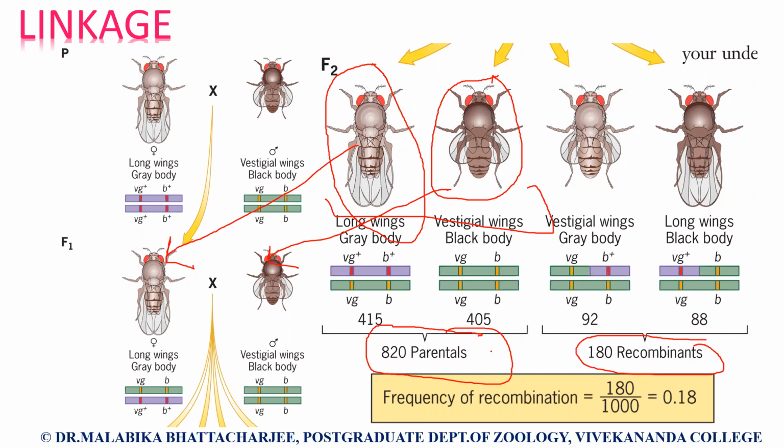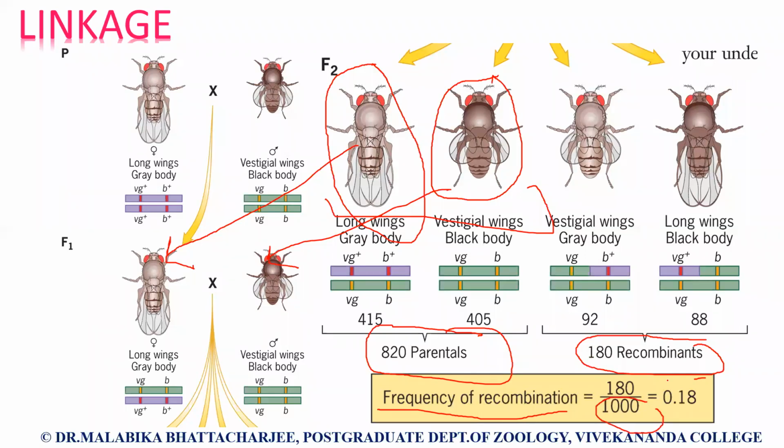We did not get only parentals, so complete linkage is not occurring. What did we get? We got all the 4 phenotypes, of which the parental combination exceeded 500, that is 820, and the recombinants were 180. So this exhibits a clear case of incomplete linkage, and from this data this is how we calculate the frequency of recombination. So 180 recombinants were obtained among 1000 flies.